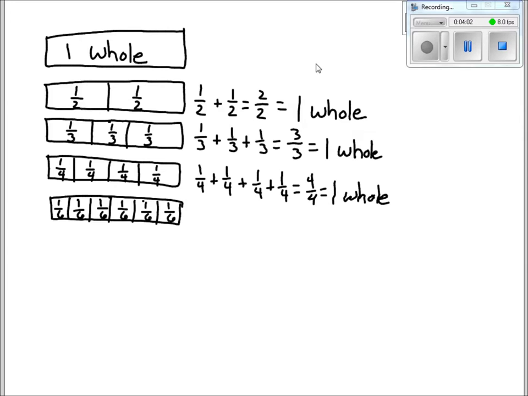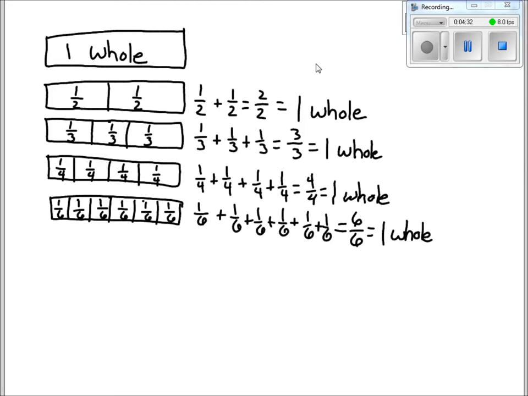And if I were to add those up, 1/6 plus 1/6 plus 1/6 plus 1/6 plus 1/6 plus 1/6 equals 6/6, or one whole. Because if I have six pieces out of six, I have the whole candy bar. I've got the whole thing, so that equals one whole.